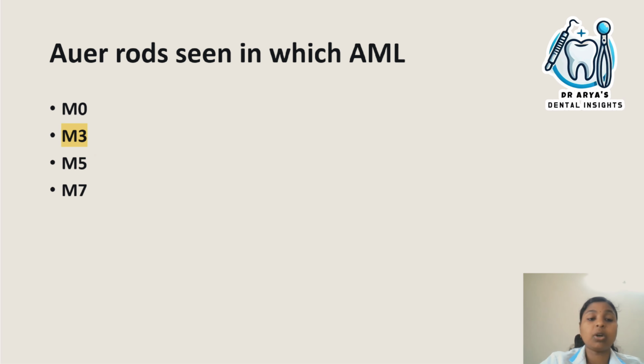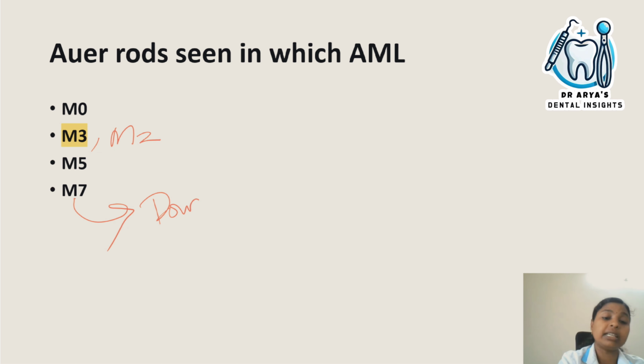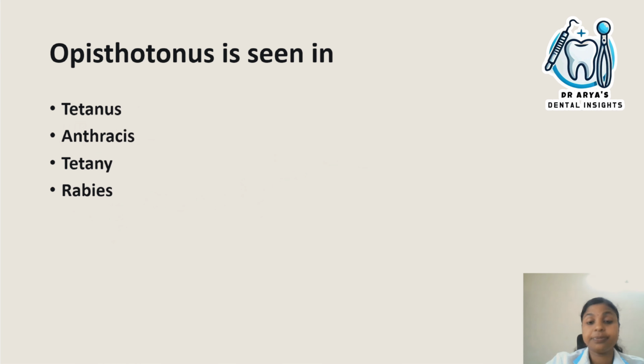So from the options, Auer rods are seen in M3 and also M2. Okay, M2 and M3, the Auer rods are seen. And in M7, the most common AML seen in Down syndrome. Okay, then M5, it is tissue infiltration and organomegaly, and M0 is minimally differentiated.